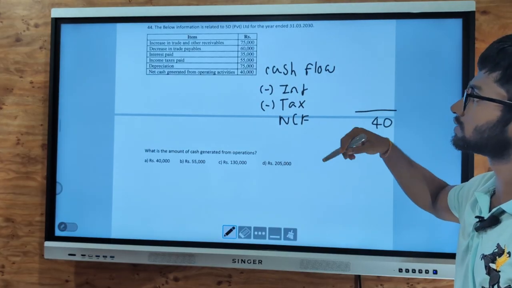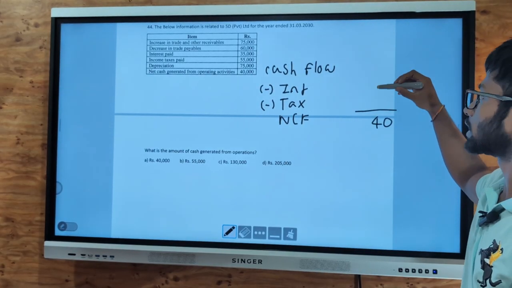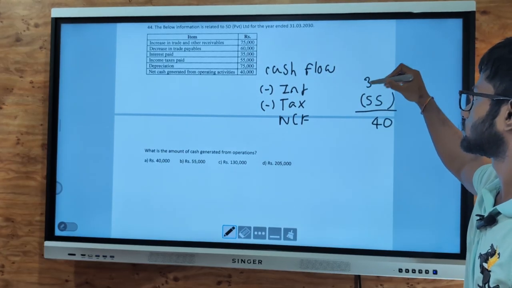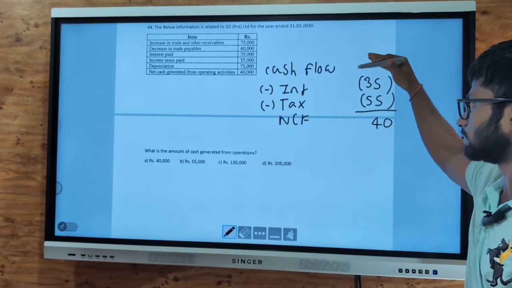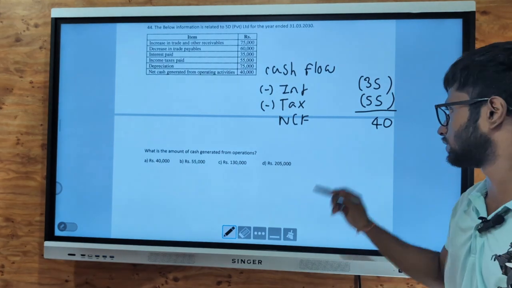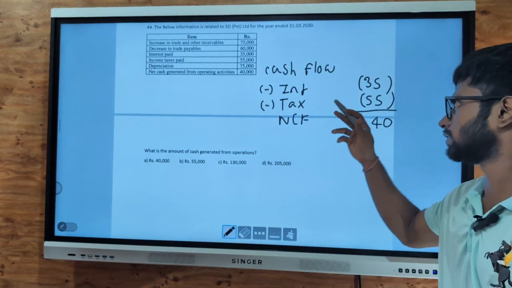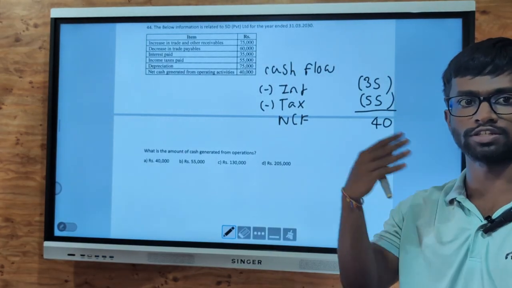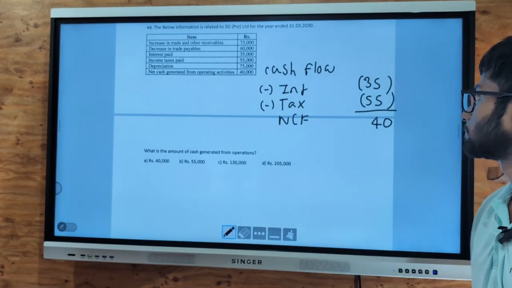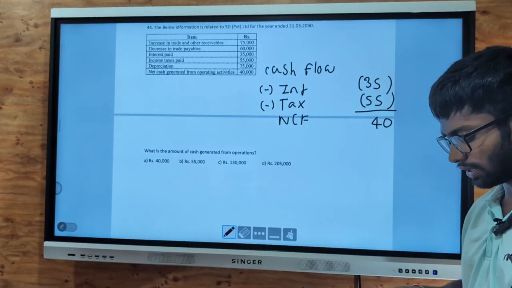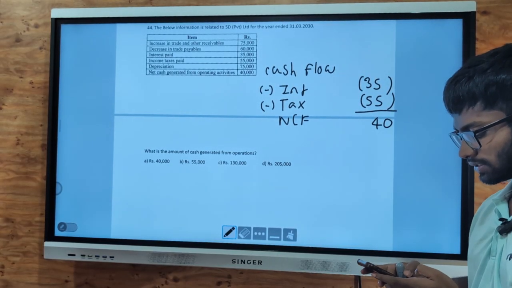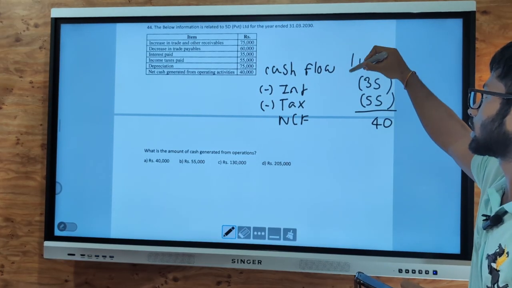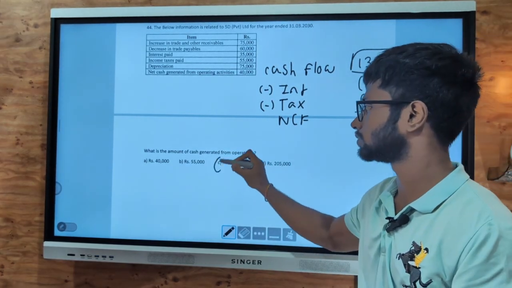In order to find this, tax paid is 55, interest paid is 35. From this, when we deduct these, we get 40. So here we will do a backward calculation to get the cash flow generated from operations. You can just go to the template, you get a better idea. Here to 40, we have to add 55 plus 35, then we get 130 as your cash flow generated. So it should be answer number C.